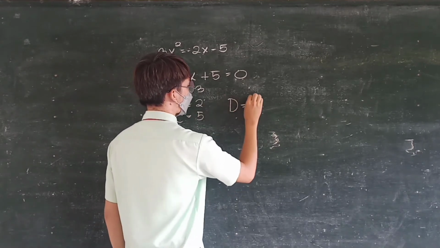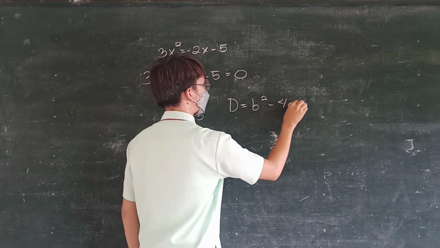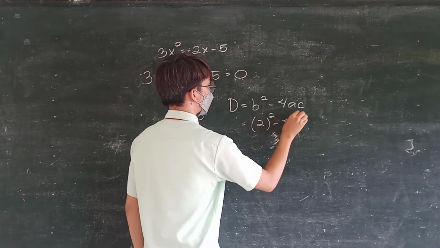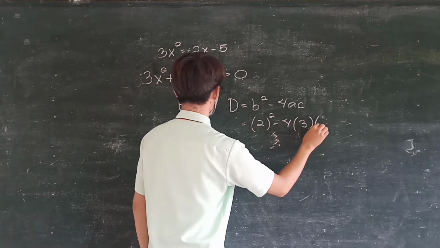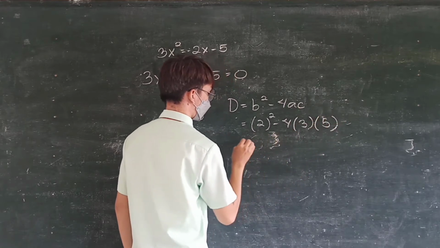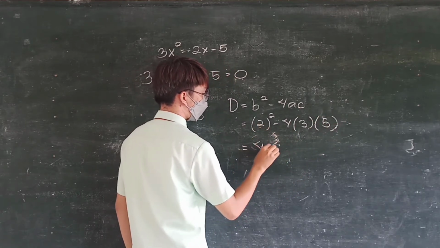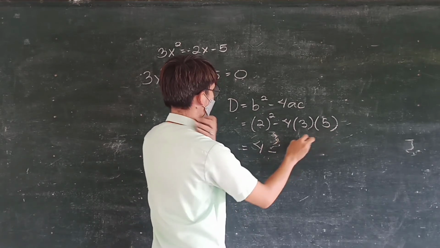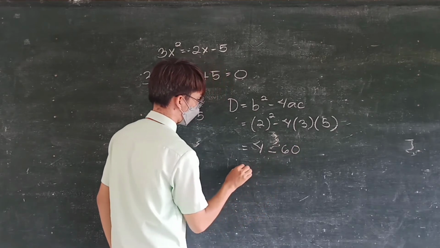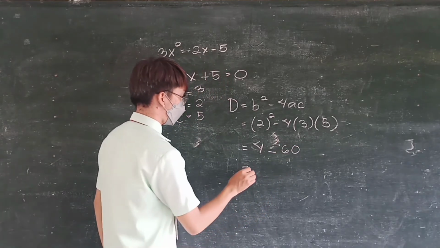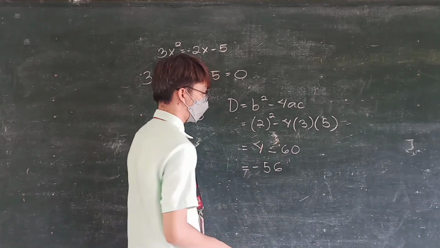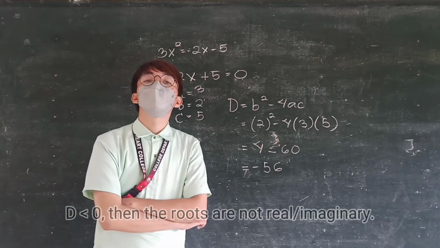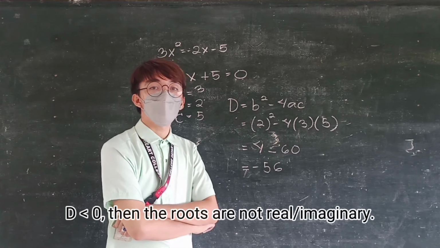Now it's time to solve for the discriminant. We have D equals b squared minus 4ac. It's time to substitute the values. So we have 2 squared minus 4 times 3, which is the value of a, and 5, which is the value of c. 2 times 2 equals 4, minus 4 times 3 is 12, times 5 equals 60. 4 minus 60 equals negative 56. So, since it's negative, D is less than 0, then the roots are not real, or imaginary.